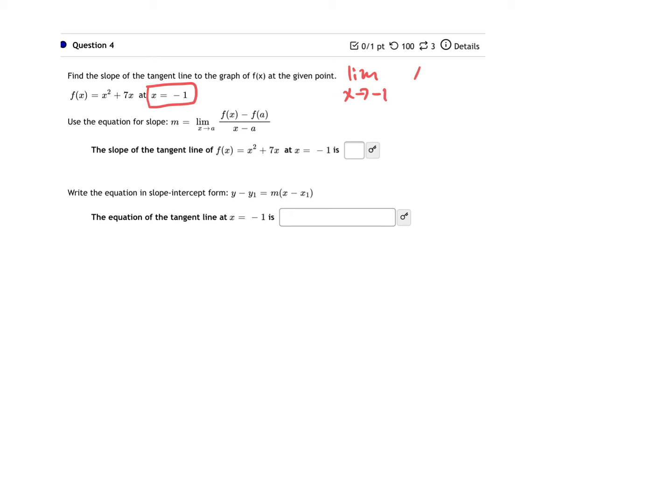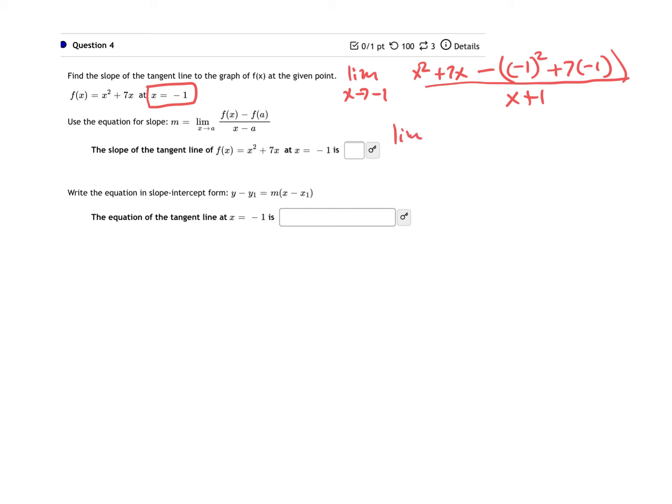We're going to find the equation of the tangent line at x equals -1. So I'm going to start by doing the limit as x approaches -1. So we start with f of x, x squared plus 7x minus, and then I'm going to put -1 in place of x, so that's -1 squared plus 7 times -1. All of that over x plus 1.